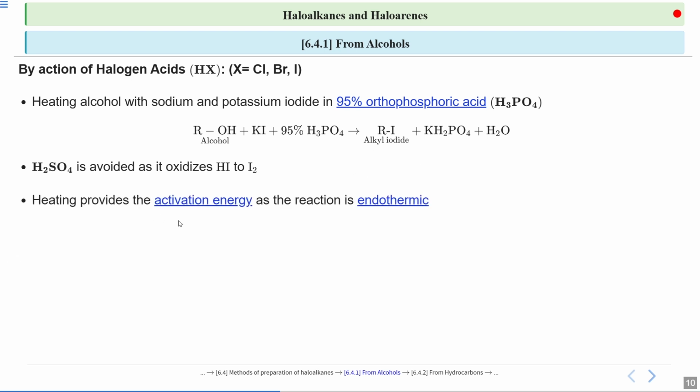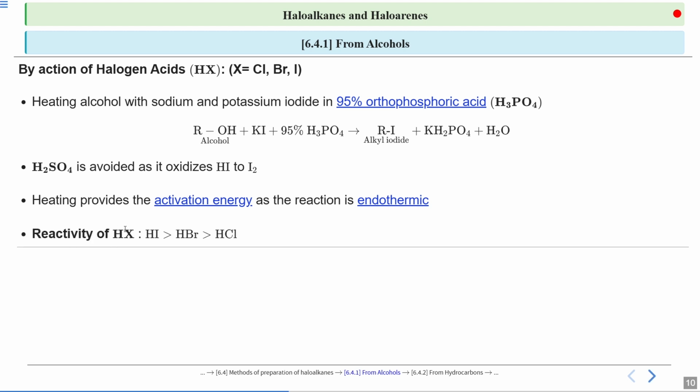Heating here provides the activation energy. Why? Because the reaction is endothermic. So this reaction of alcohol with hydrogen iodide is actually endothermic, which means it requires energy input. That means heat is going to provide the activation energy to overcome the energy barrier, and the heating will also increase the kinetic energy of reactants, so there will be more effective collisions and we will get more of the desired product, right?